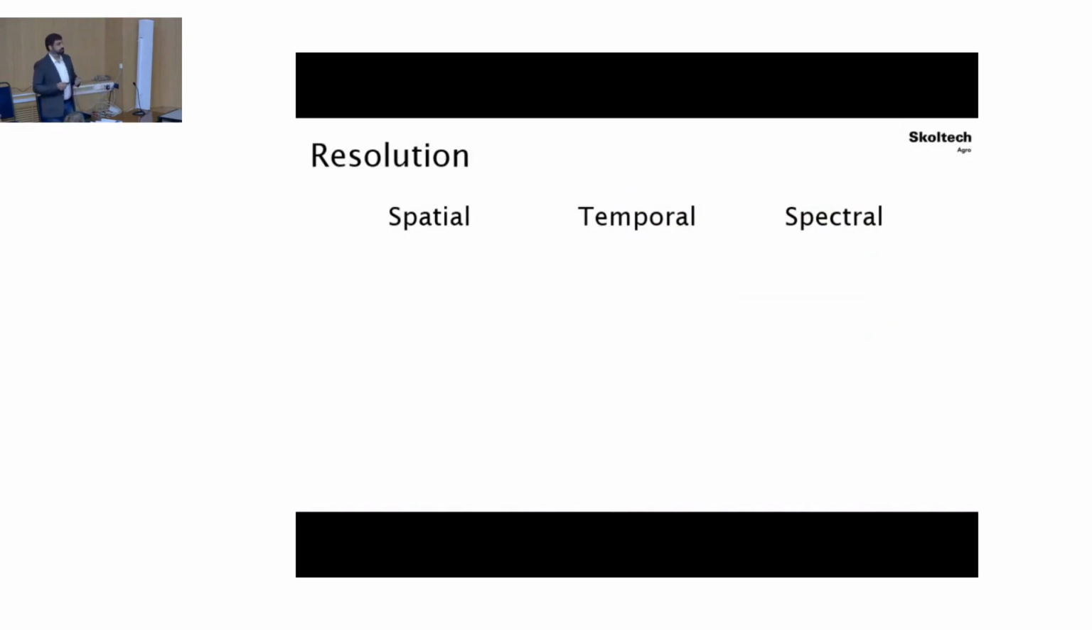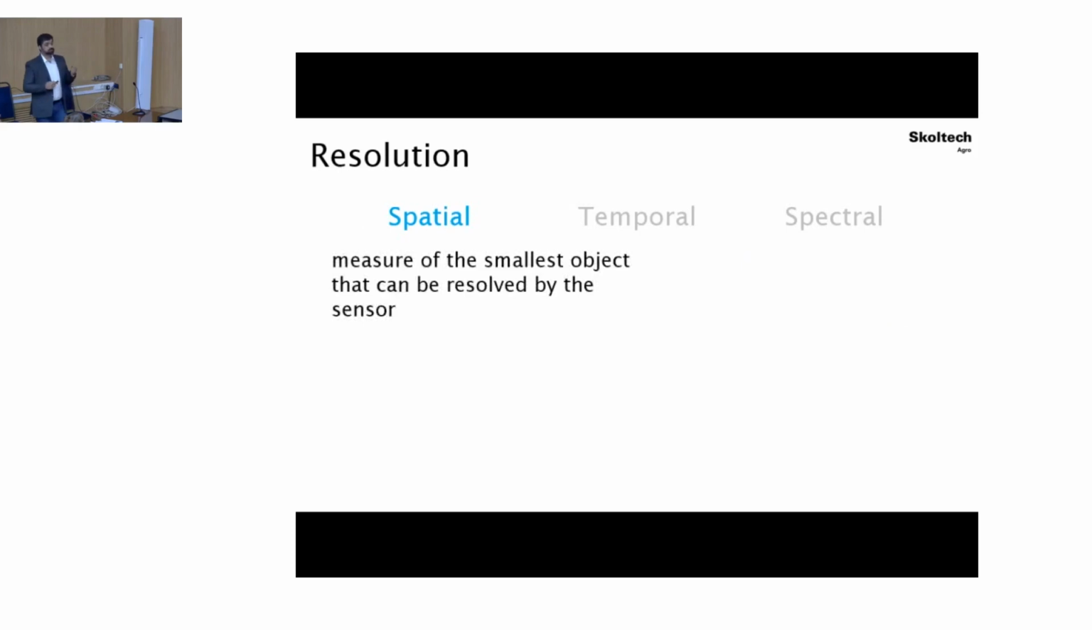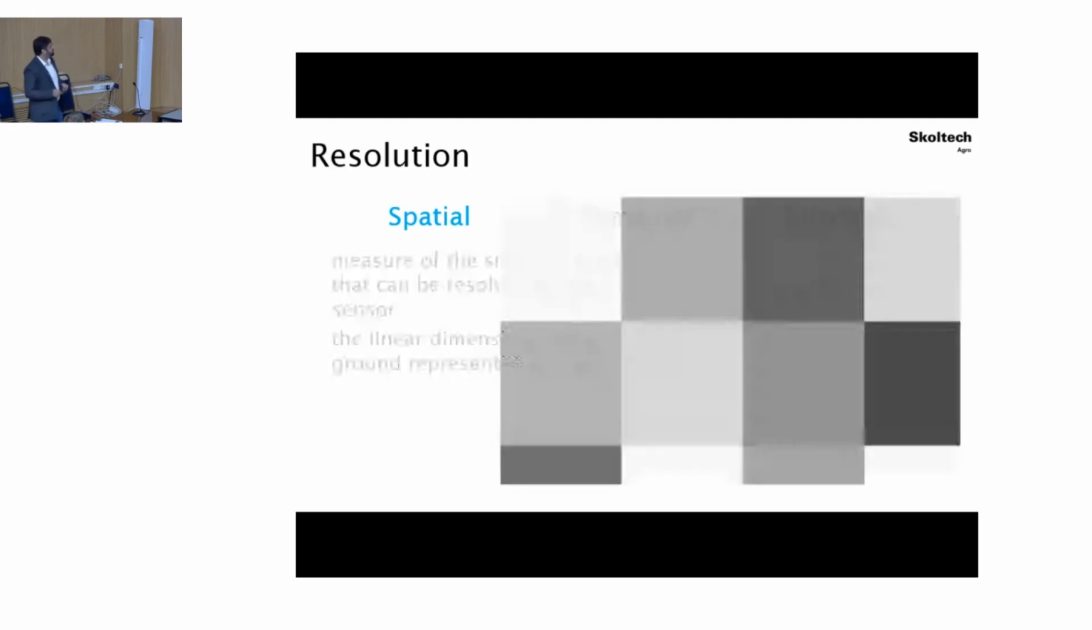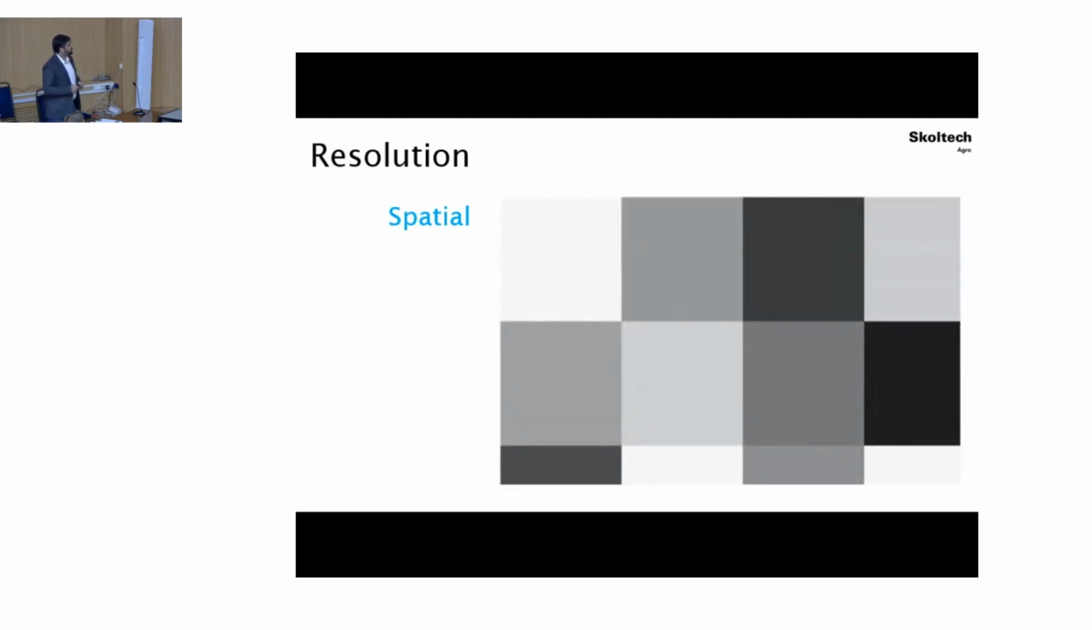So what do we mean by resolution? We have three kinds of resolution, especially for remote sensing: spatial, temporal, and spectral. So what is spatial resolution? It is simply the measure of the smallest object that can be clearly seen from those pictures. Right? It is the linear dimension on the ground that is represented by each pixel of the image. So for example, this is an image at 250 meters resolution. So each pixel is 250 meters by 250 meters. Can anybody tell me what this shows?